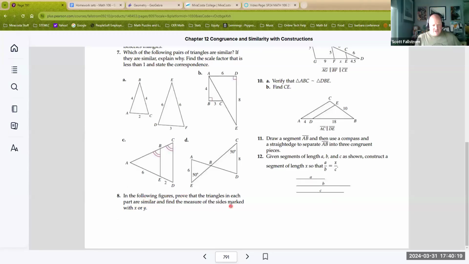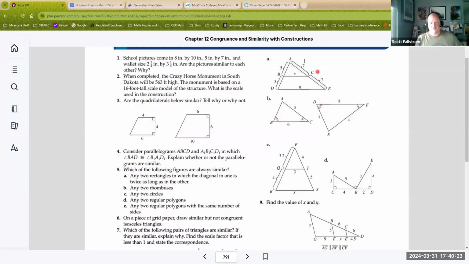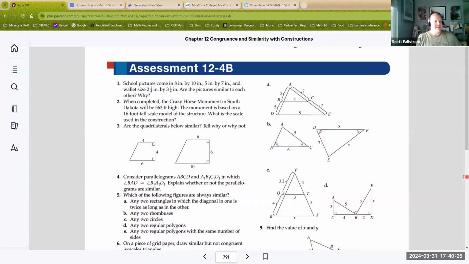Number 8, in the following figures, prove the triangles are similar and find the measures. Okay, so you need to prove they're similar. You can use anything we talked about in this chapter. So again, if they are similar, the sides have to be proportionate with an angle in the middle. So this to me looks like a side angle side. Or if you could see that these are split, then guarantee this is the mid-segment theorem.